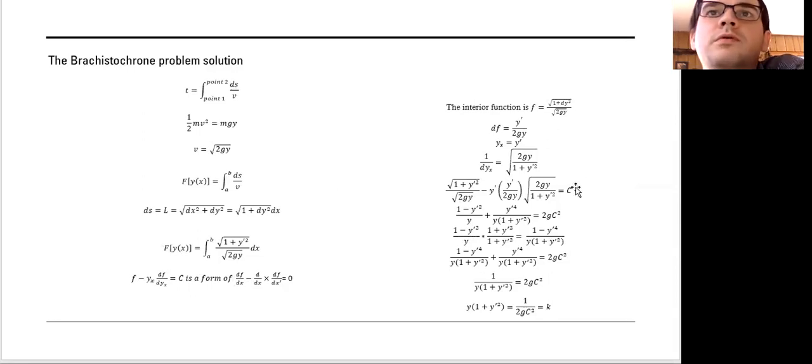But essentially, we're just going to square both sides. So you end up with this 2g and then multiplied through by this 2g. And then when we flip everything over, we end up with this equation here, y times 1 plus y prime squared is going to be equal to this new constant, which we'll call k.